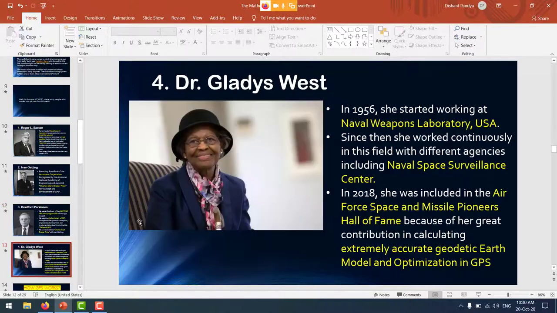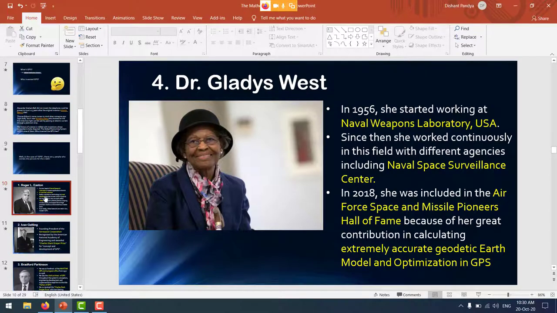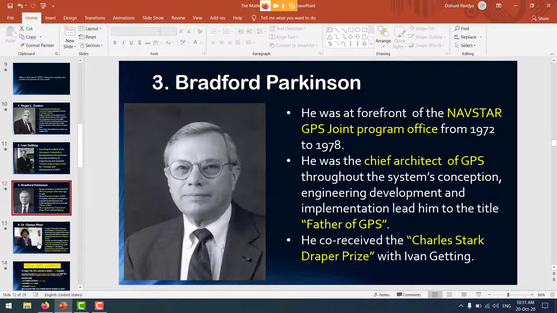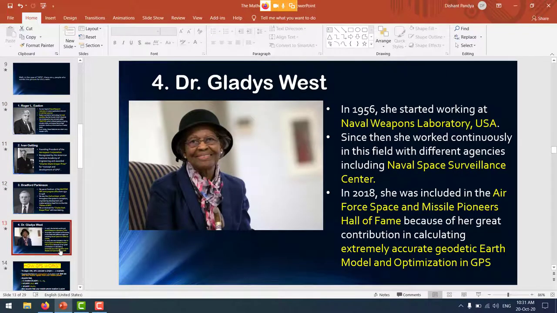And fourth is the lady, Dr. Gladys West, and she has made a very long journey. Since 1956, she was working with such kind of facility, and she developed a very good accuracy in finding the geodetic earth model and optimization in GPS. So these four persons are key persons in inventing GPS. We need to thank all these four eminent personalities, based upon whose work we are right now working with our mobile and GPS.